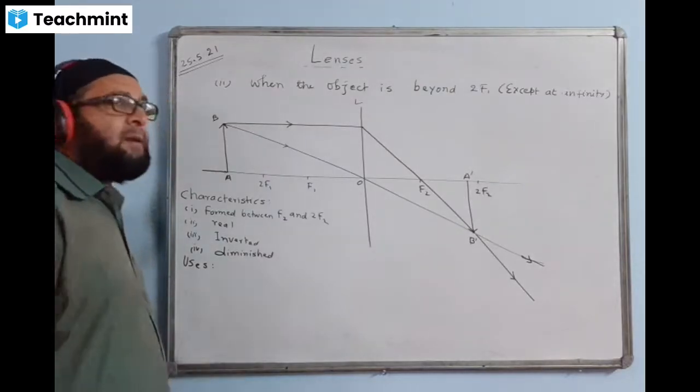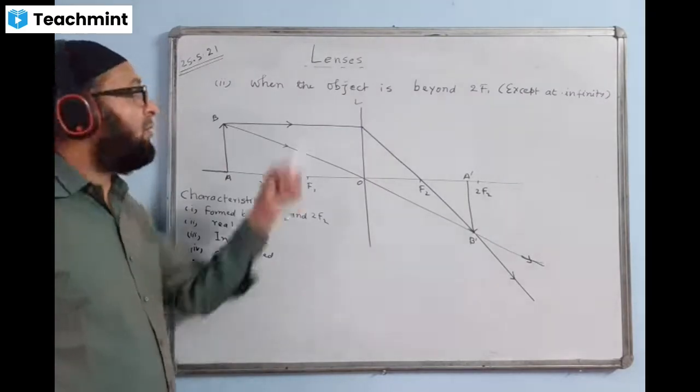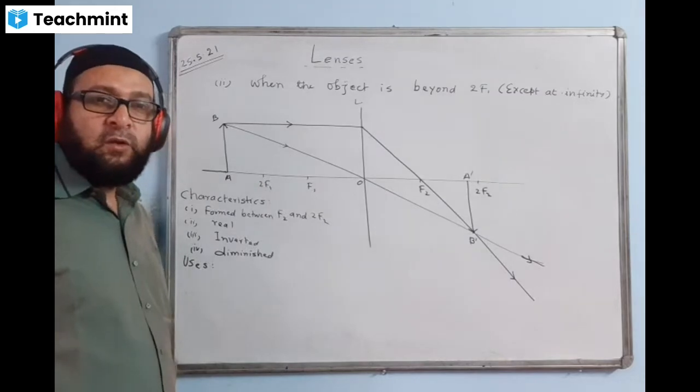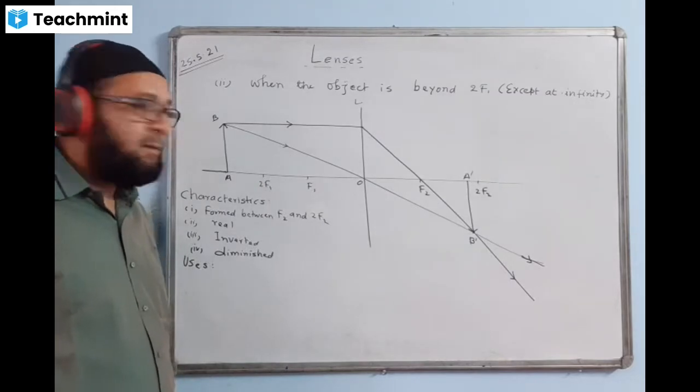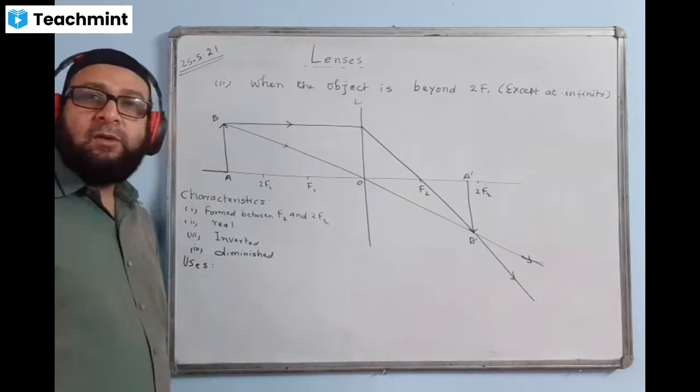And this happens in camera. This question comes: name the lens used in a camera, then you say convex lens. Draw the diagram to show the action of the lens used in camera. Then you draw the diagram, the ray diagram. Okay, now here only one more thing.